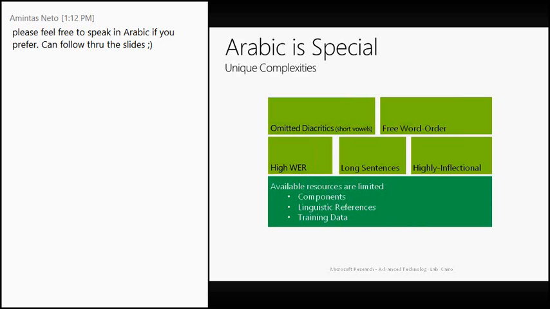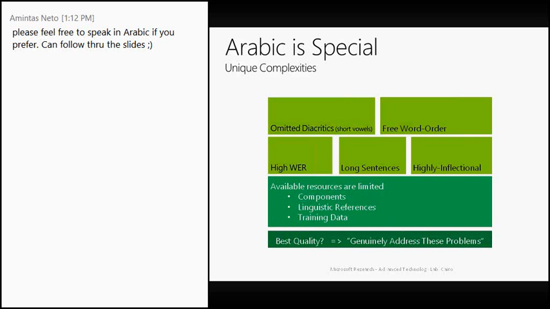In addition to these challenges related to Arabic as a language, the resources available to help people are limited in terms of training data, components, or linguistic references. And if we are willing to have high accuracy components, we have to tackle these issues genuinely. And this is the main reason why most of the Arabic processors existing in the industry today have average or moderate accuracies. And our goal is to have very high accuracy, and this also adds a layer of difficulty to processing Arabic text.